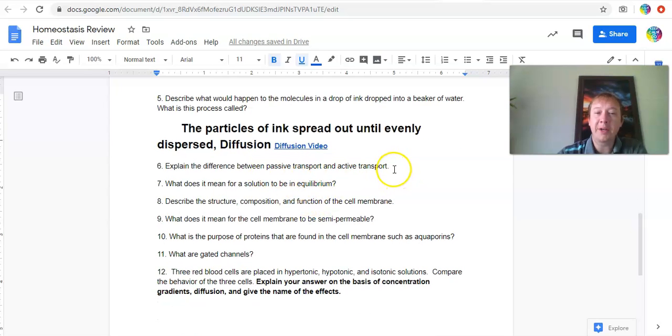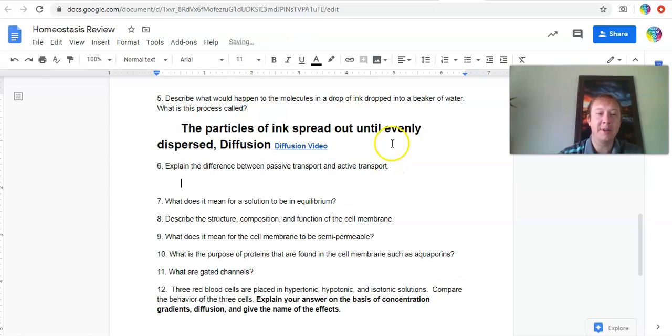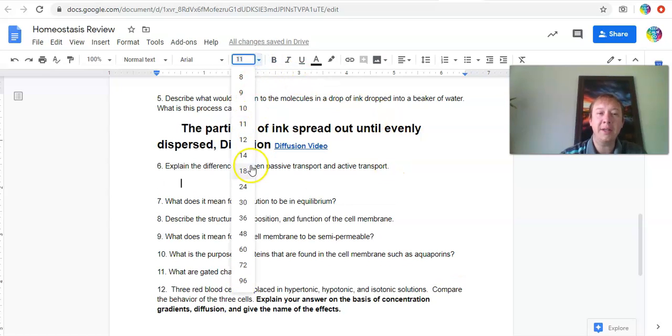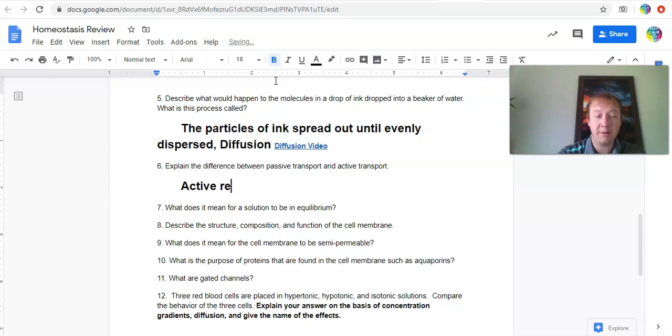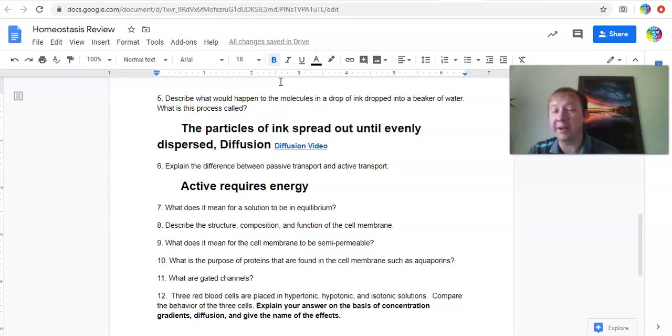Okay, so looking at the differences between passive transport and active transport, there are two key differences. The first is that active transport requires energy. In order to work, it needs something to power it, whereas passive transport just happens, with no energy required at all.